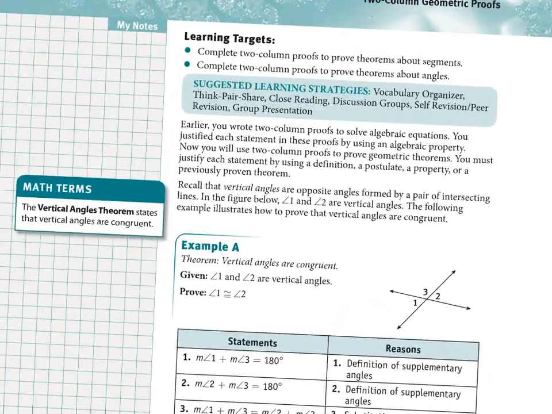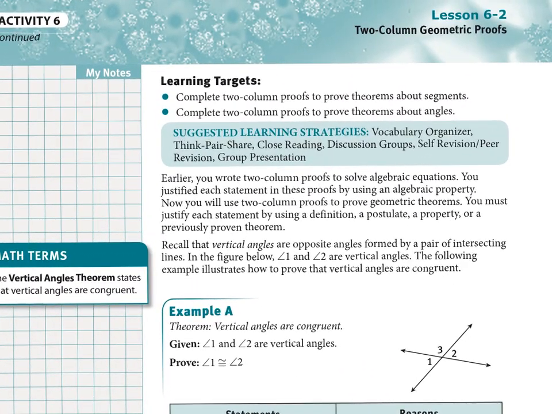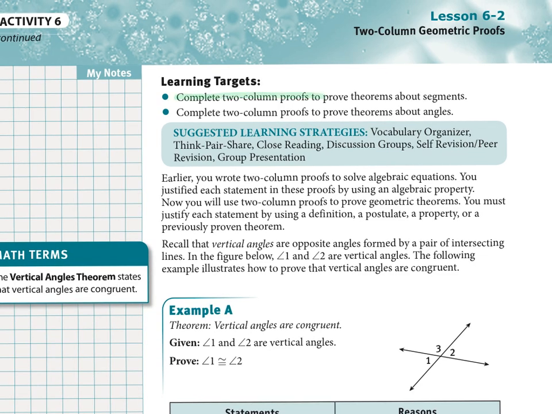We're going to start off looking at our learning targets for today. Today, we're going to complete two-column proofs to prove theorems about segments. We're also going to complete two-column proofs to prove theorems about angles.